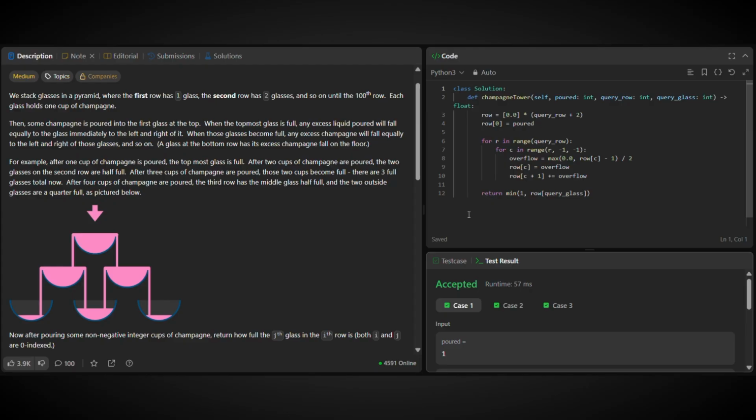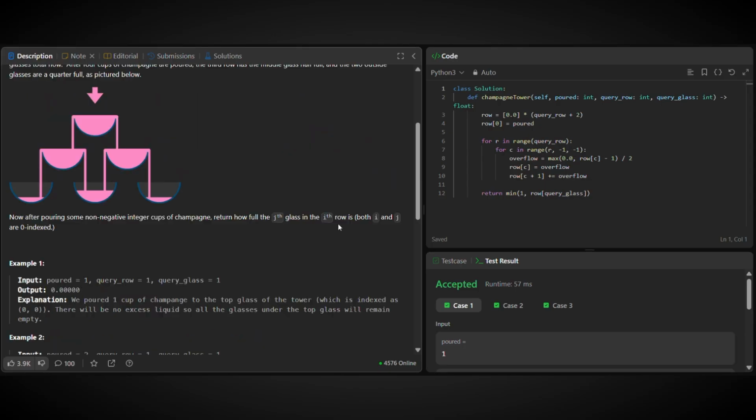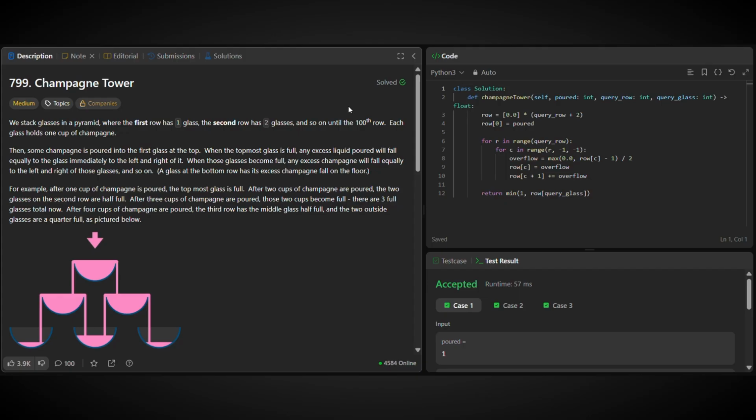And knapsack optimizations. Complexity. Time: O of query row squared, 10,000 max. Space: O of query row. Extremely efficient. Even if poured equals 10^9, we don't simulate liquid, only the overflow structure. Lessons: controlled simulation, overflow propagation, space optimized DP, and the backward iteration trick. Looks physics-based, but it's pure dynamic programming.